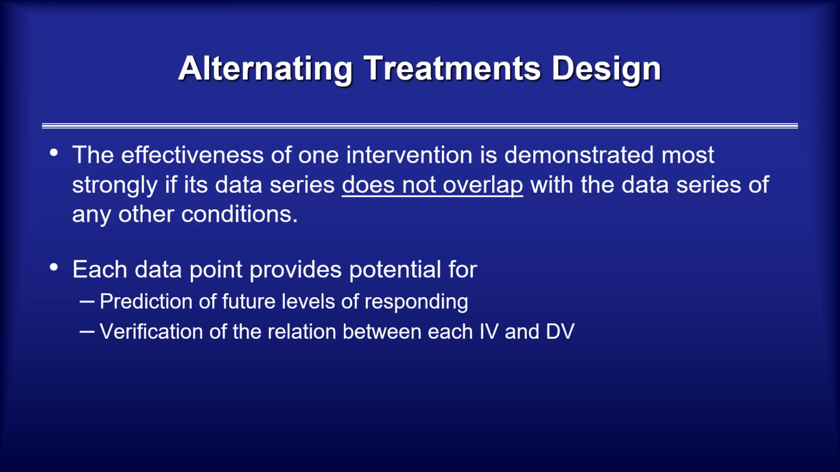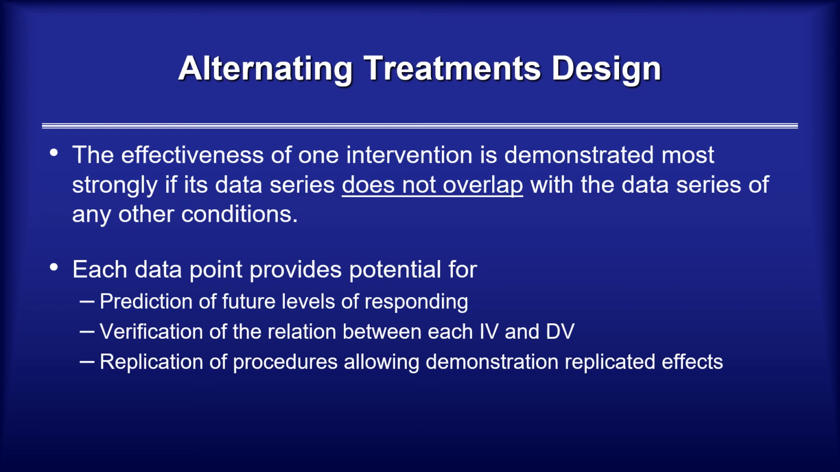For verification of the relation between each independent variable and dependent variable, return from one condition to a previous one and change in behavior to a previous level at that point verifies that the independent variable and dependent variable co-varied together. Finally, replication of procedures allows demonstration of replicated effects. Each condition is implemented multiple times, at least until we see steady-state responding across each instance of that condition.